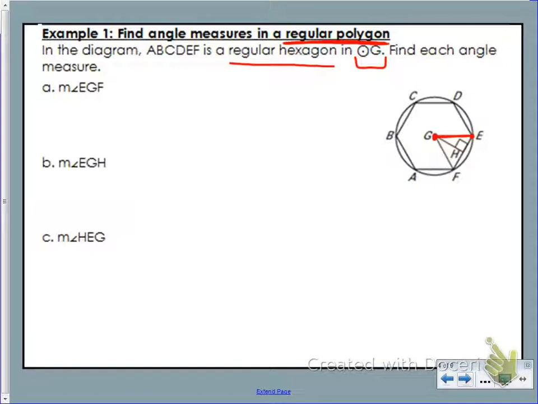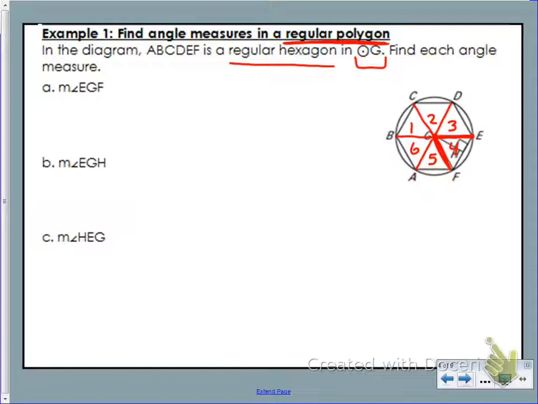Okay, so let's move on to finding angle EGF. Angle EGF is this angle here. That's what we referenced as a central angle of the polygon above in our notes. So what we want to consider is that this hexagon essentially is broken up into 1, 2, 3, 4, 5, 6 triangles if we were to draw in the radius of the polygon. So we have 6 congruent triangles since this is a regular figure.